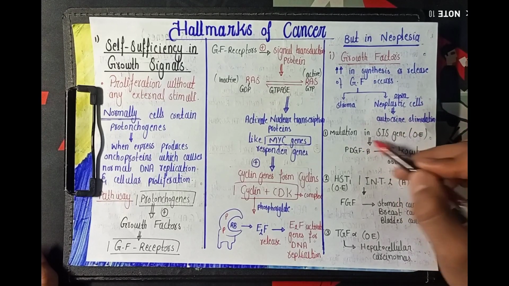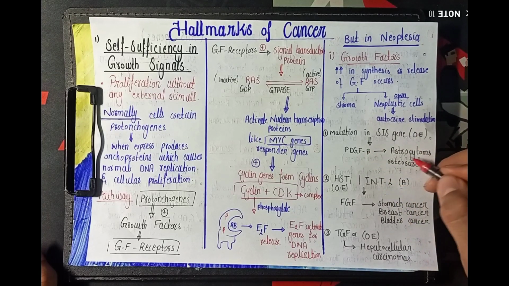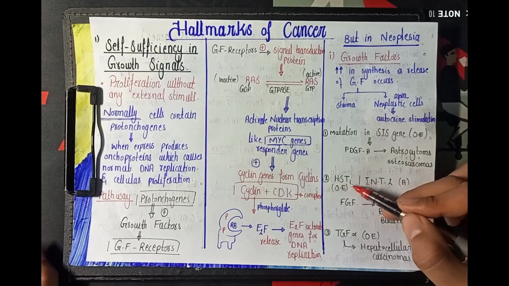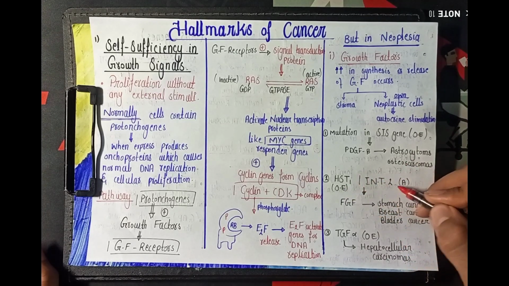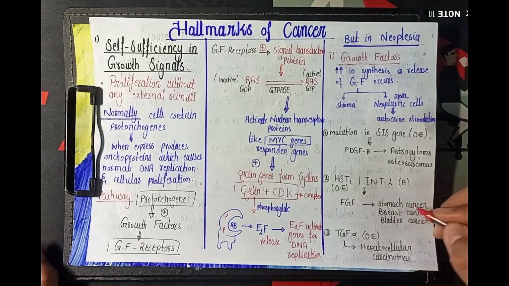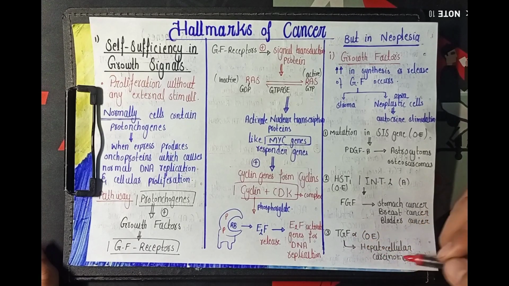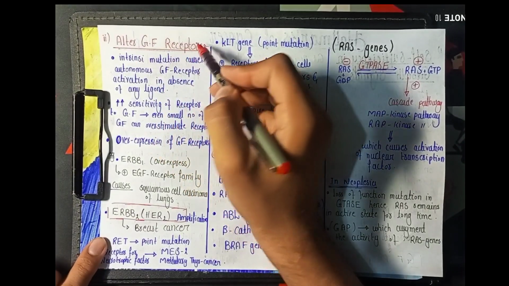The examples include mutation in the SIS gene. When this gene is overexpressed, it produces platelet-derived growth factor beta, which causes astrocytomas and osteosarcomas. The second one is the HST1 gene, and the INT2 gene. When these genes show amplification, they produce fibroblast growth factors, which cause stomach cancer, breast cancer, and bladder cancer. And the third one is the transforming growth factor alpha gene. When this gene is overexpressed, it produces transforming growth factor alpha, and this is involved in hepatocellular carcinomas.